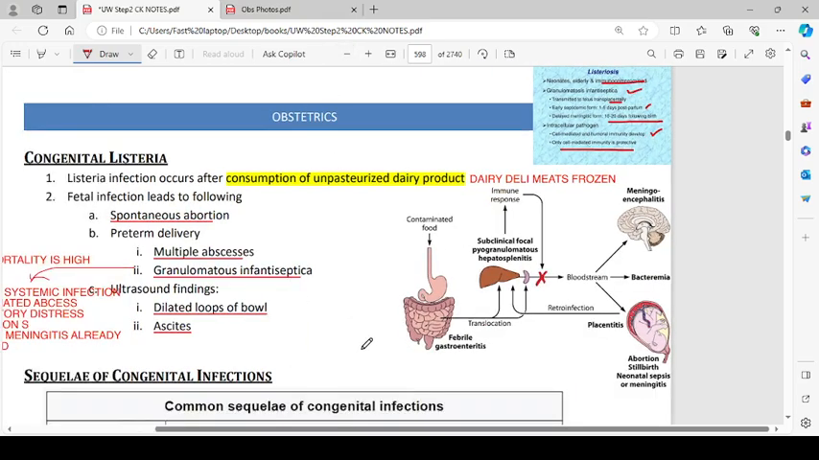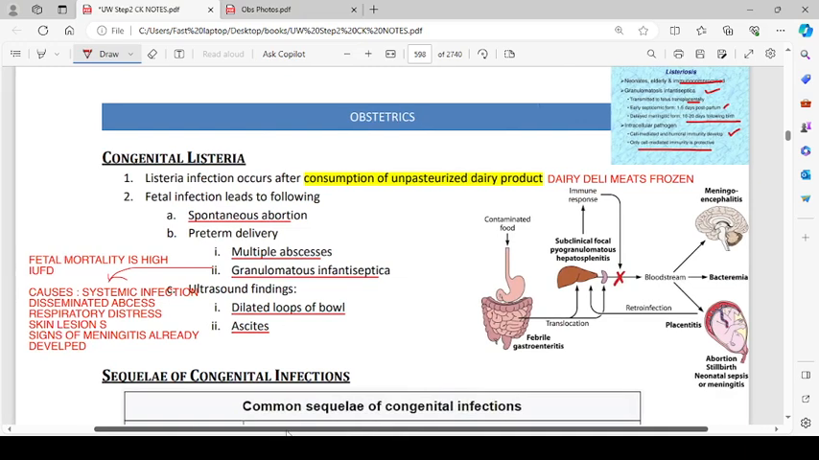Then we have congenital listeria. Listeria infection occurs after consuming unpasteurized dairy products, deli meats, frozen foods. Fetal infection leads to the following: spontaneous abortion, preterm delivery, multiple abscesses, granulomatosis infantiseptica. Ultrasound findings will show dilated loops of bowel and ascites. Fetal mortality is high, that is intrauterine fetal death.